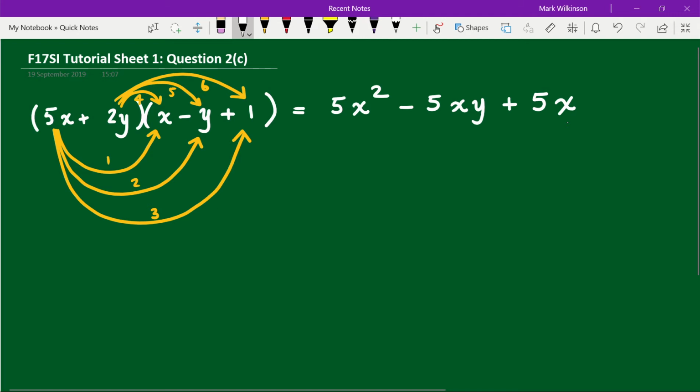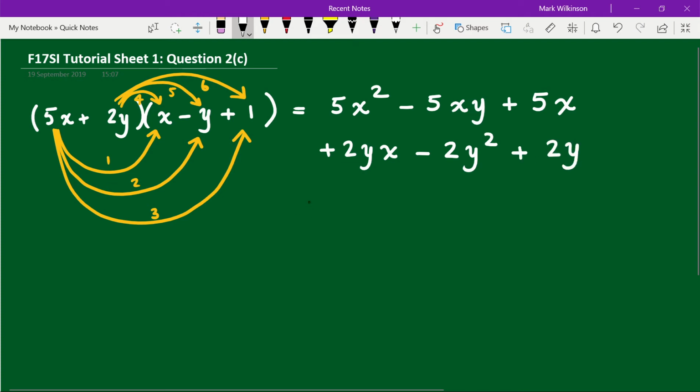Okay, arrow 4, 2y times x, we can write that as 2yx. Then 2y into negative y, that is known as minus 2y squared. And then finally for the sixth arrow, 2y into 1 is simply plus 2y.